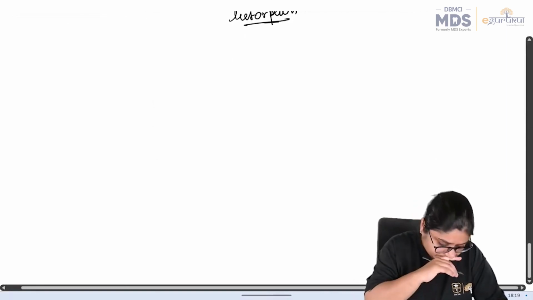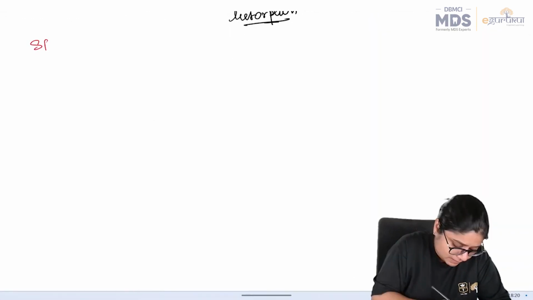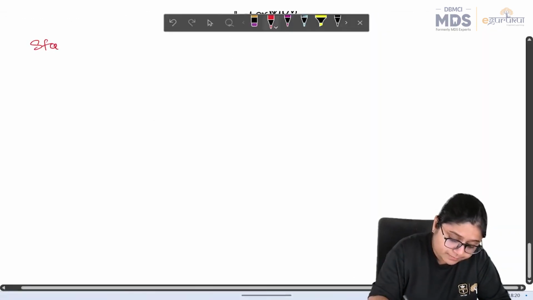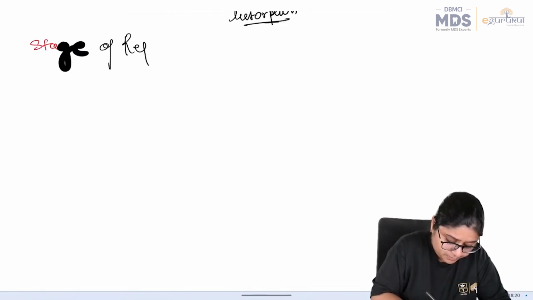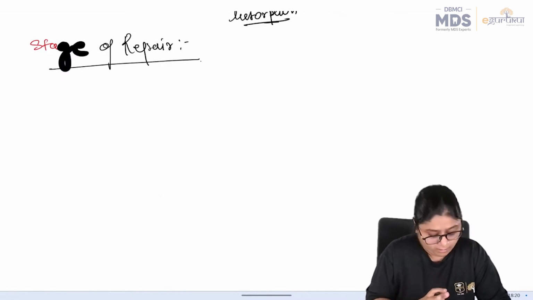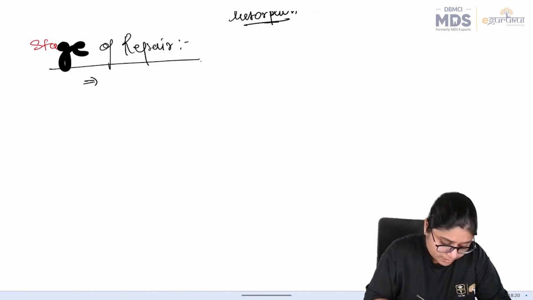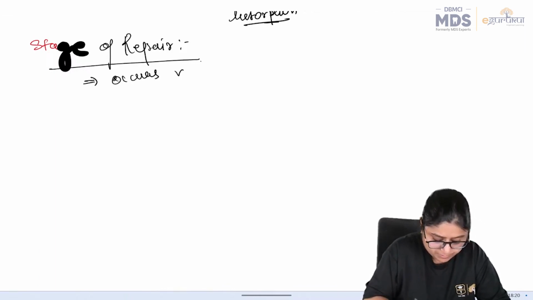Okay, now the second stage is the stage of repair. Stage of repair. In slightly excessive forces, normally also bone remodeling is occurring. So repair occurs normally in a normal periodontium.